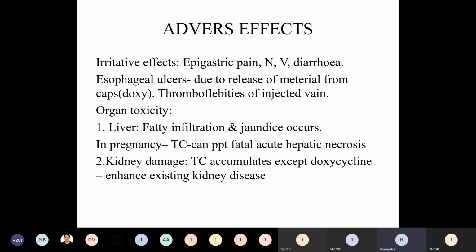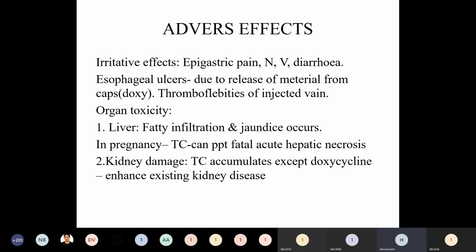And other adverse effects like thrombophlebitis of injured vein, and organ toxicities we'll see. In the liver, it induces fatty infiltration, may lead to jaundice. And in pregnancy, if you give tetracycline, it can precipitate fatal acute hepatic necrosis. And coming to the kidney, this may lead to kidney damage. Tetracyclines accumulate, except doxycycline, and enhance existing kidney diseases, may lead to renal failure.